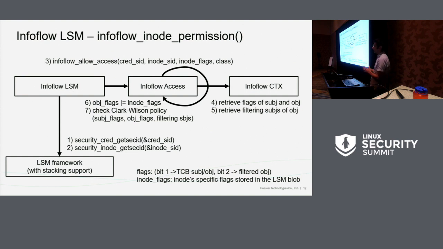If an object is in the TCB or not, it depends on two pieces of information. One is the label, the policy, and the other source of information is the extended attribute. So we have an extended attribute that we use to determine if the file was created by the TCB.